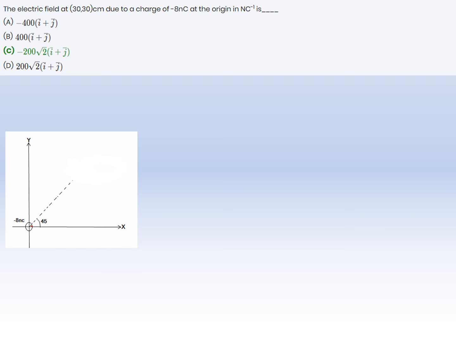In this question, a point charge is placed at the origin, and we have to find the electric field at the point 30 comma 30. This is a negative charge, so the electric field is towards the charge, and we know that due to a point charge the electric field is K Q upon R square. If the point is 30 comma 30, then this distance becomes 30 root 2 centimeter by Pythagoras theorem. So we put the values: 9 into 10 power 9, the electrostatic constant, and the charge 8 into 10 power minus 9, upon R square.